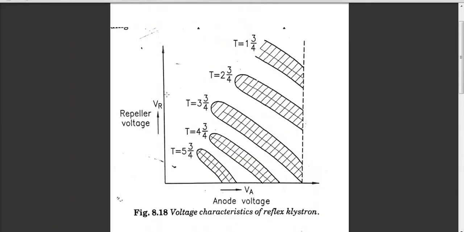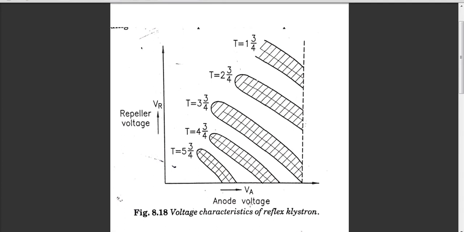Now we are going to see the operating characteristics of this reflex Klystron. This can be seen in this graph. Here the horizontal axis is showing the anode voltage, and this vertical axis is showing you the repeller voltage. The graph between these two gives you the characteristics of this Klystron.